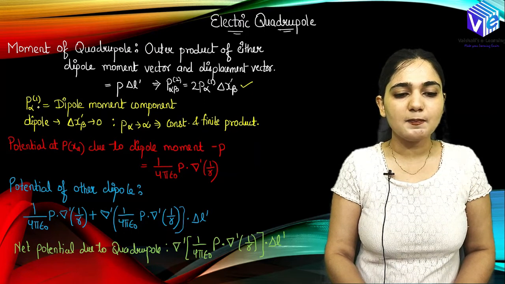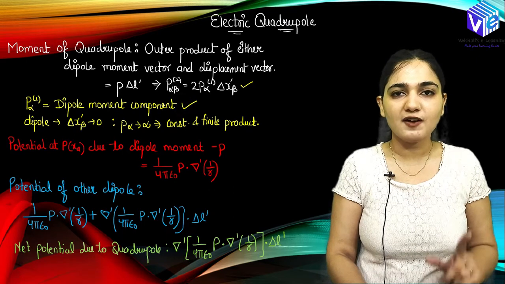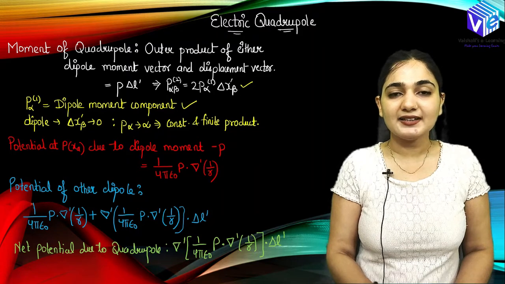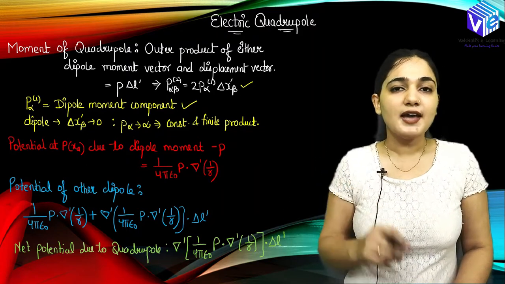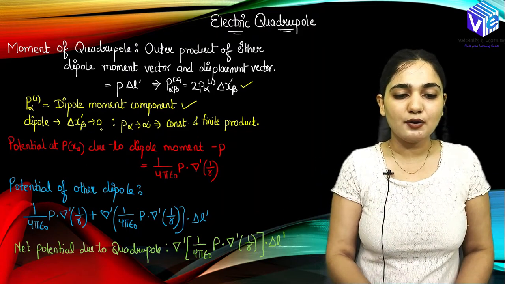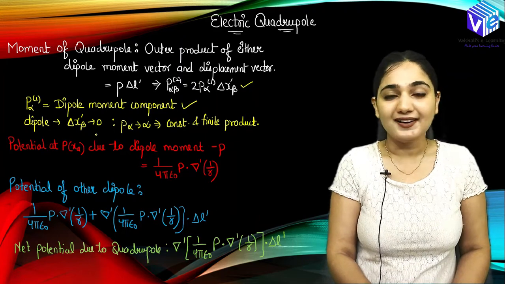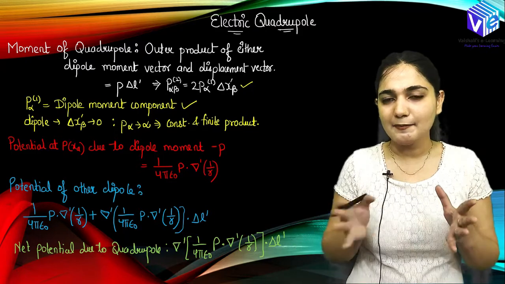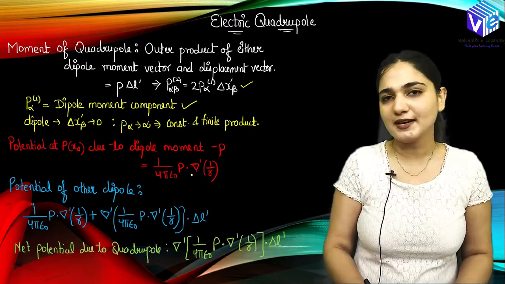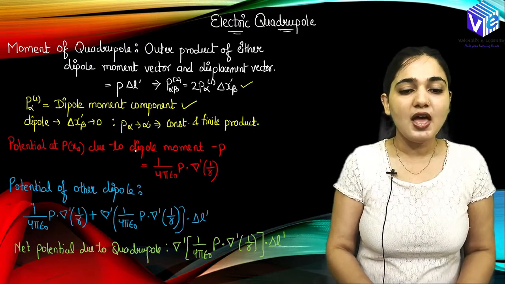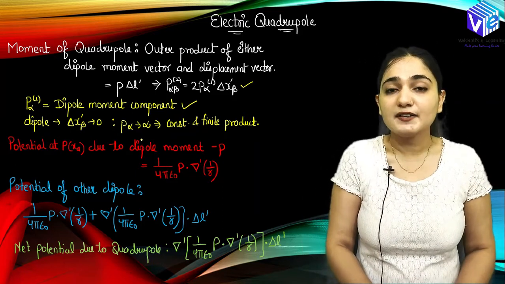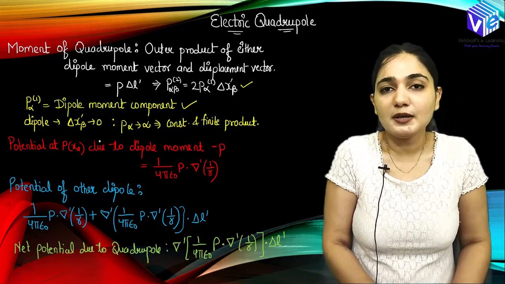So if I take p alpha 1 as the dipole moment component for the first order dipole, now delta x beta, the distance between the two dipoles, is 0 if I talk about a single dipole. The dipole does not have any other dipole in its nearby vicinity, so delta x beta would be 0 for a dipole. Now we know the moment of a dipole is finite, it is not infinite, and it is not even 0.